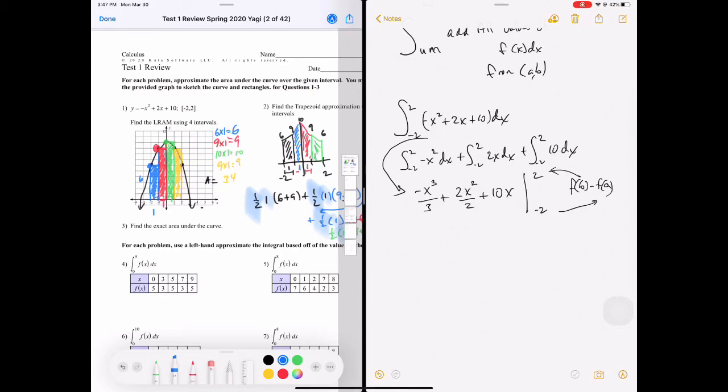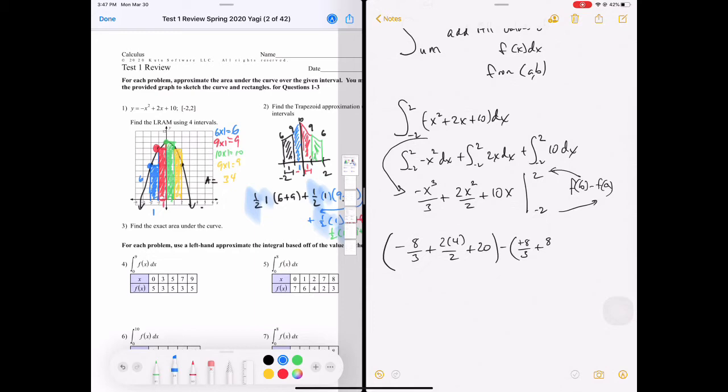So we go to plug in 2, negative 2 times 2 times 2 is 8. 2 times 2 is 4. And 10 times 2 is 20. Minus. Plug in -2. -2 and negative is -8. Negative is positive 8. -2 is positive 4.